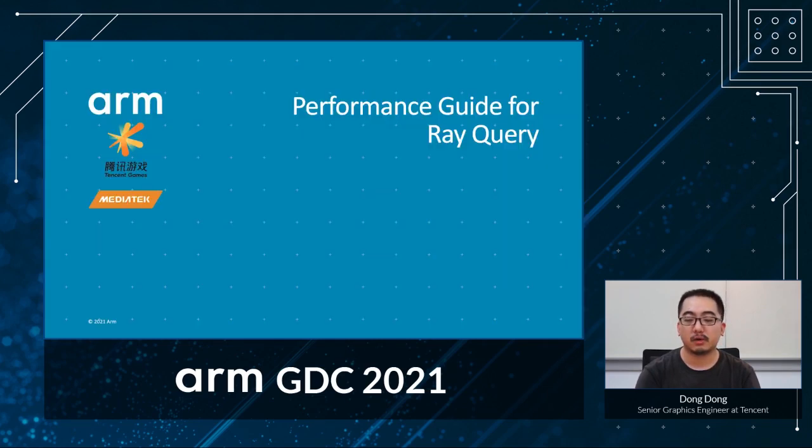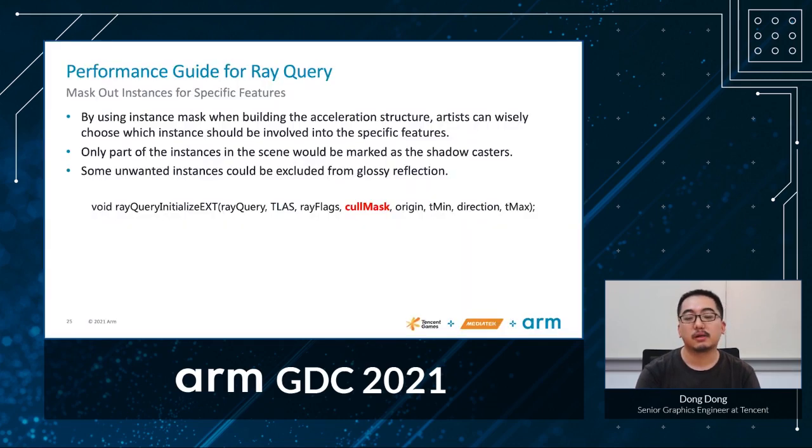During the period of developing demo, some best practices of performance are acquired. Here are some of them. First, with Vulkan ray query pipeline, one can easily cull meshes by instance mask. For example, if you just want a mesh to cast a shadow, but not to be reflected, then you could just mask out this mesh with bit flag when doing reflection computation.